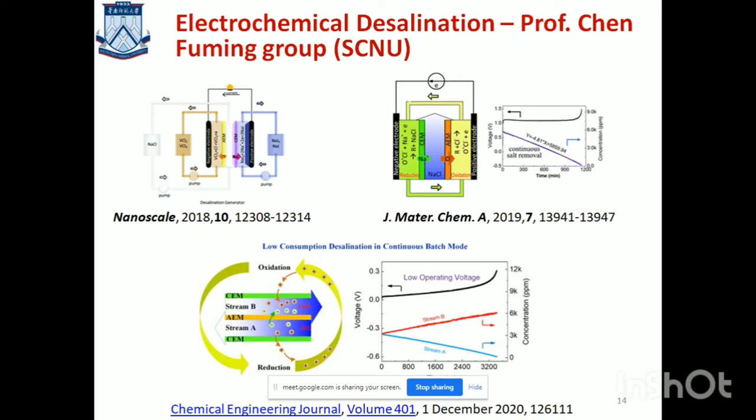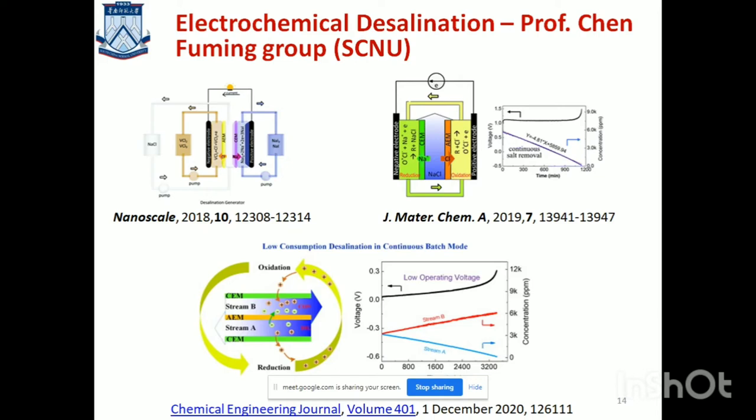But in this paper, you can see only a few. Sorry, go upwards. Yeah, in this paper, at the last right bottom, you can see the concentration of the salt is very low. The decrease from initial concentration to final concentration is very low. So still we have to improve. So we did a second work. Please go to the next one.